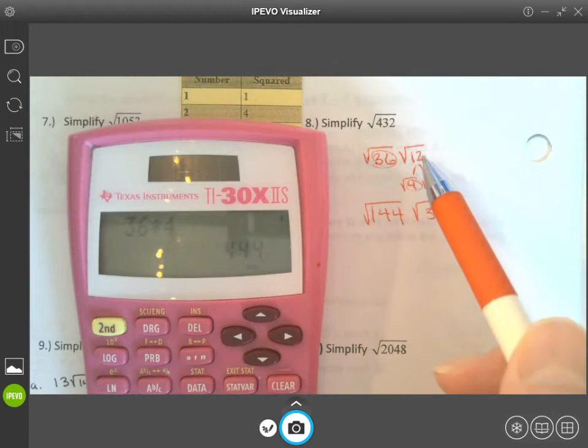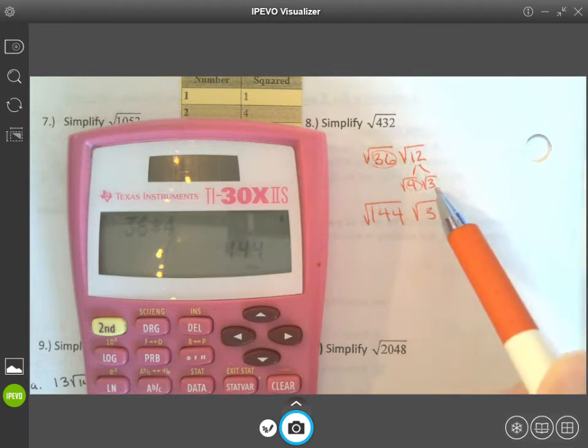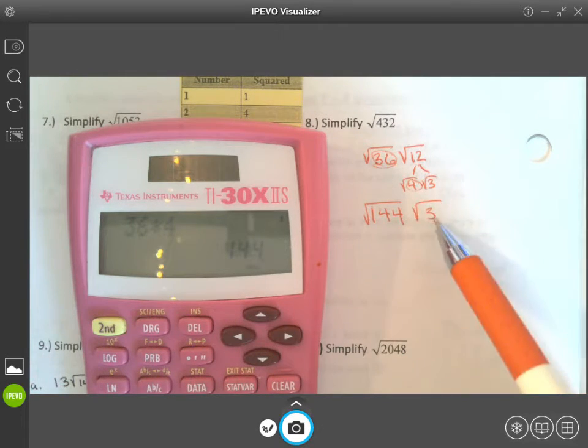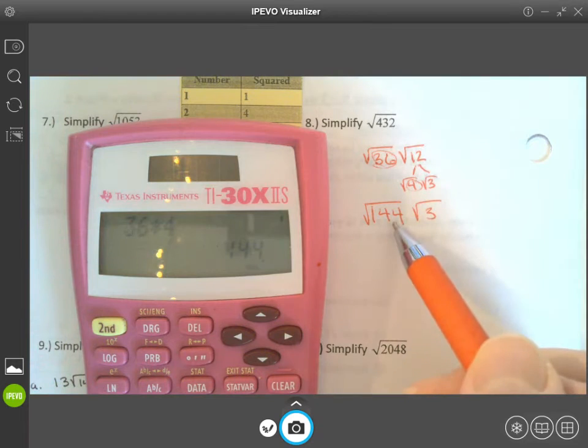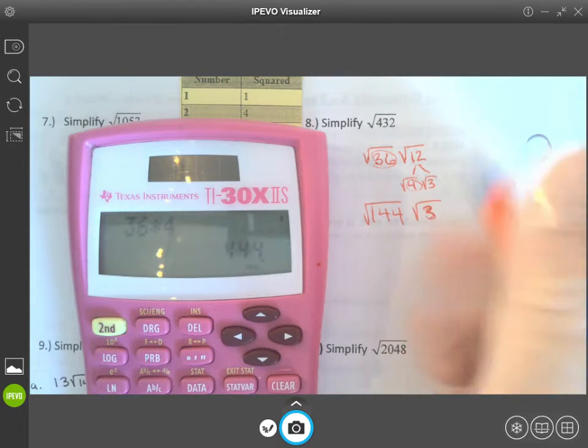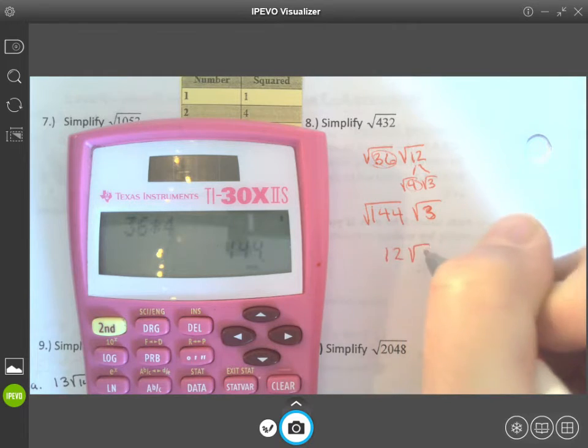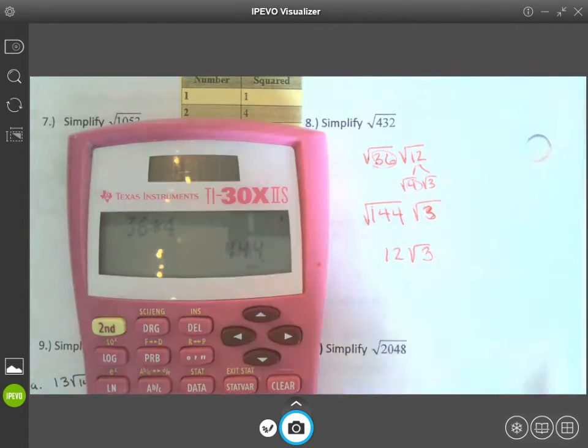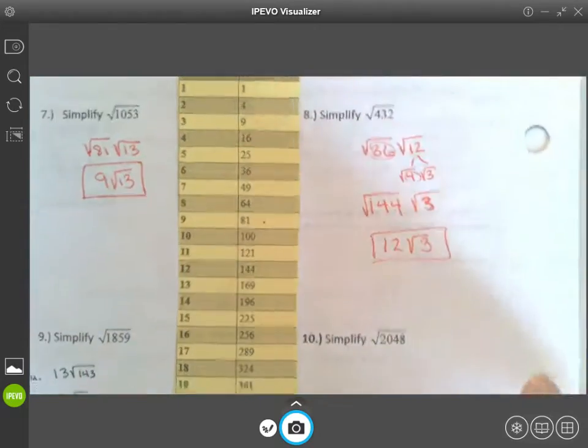If 36 times 12 works, then 36 times 4 times 3 works. We're replacing the 12 with 4 times 3. So put these parts together and leave the 3 on its own. That's the biggest perfect square. 3 won't break down. And so I get 12 square root of 3. Final answer. Okay, now look at number 9.